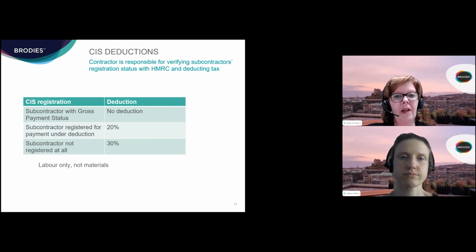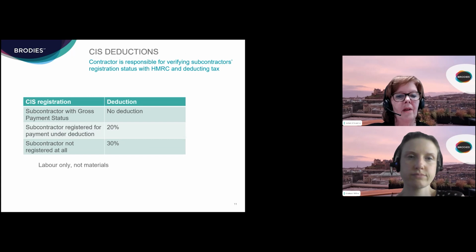And if we move on to the next slide, the deductions, as we've mentioned: what the contractor has to do is verify subcontractors' registration status with HMRC and deduct tax. Either no deduction where it's gross payment status that the subcontractor has, or 20% where the subcontractor is registered for payment under deduction, or 30% if the subcontractor is not registered at all. The CIS applies to labour only and not materials, provided that the labour is separated from the materials in the payment requests and so on.